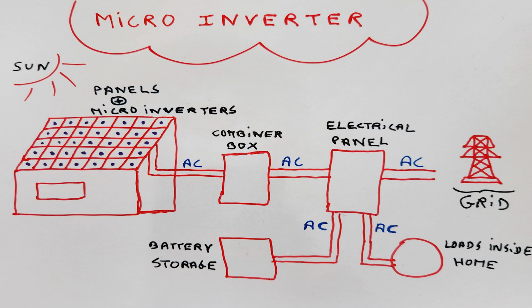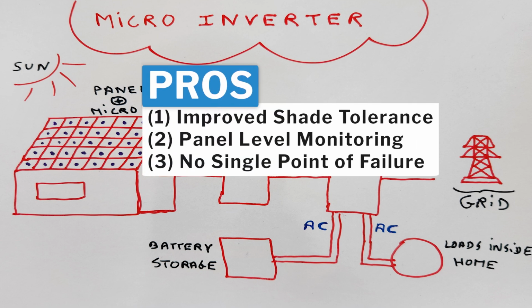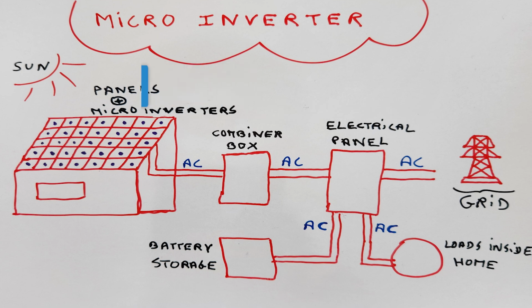Another third advantage is no single point of failure, which will minimize downtime. It is a distributed solution by nature, which means that if one microinverter experiences a failure, we will lose the production of that particular one panel, but the rest of the system will continue to operate normally. However, a microinverter configuration has its disadvantages as well.